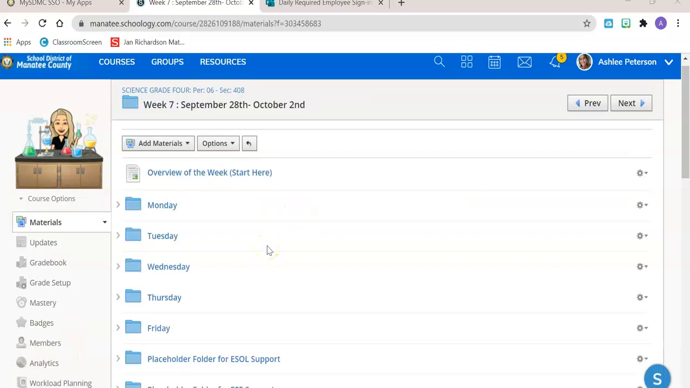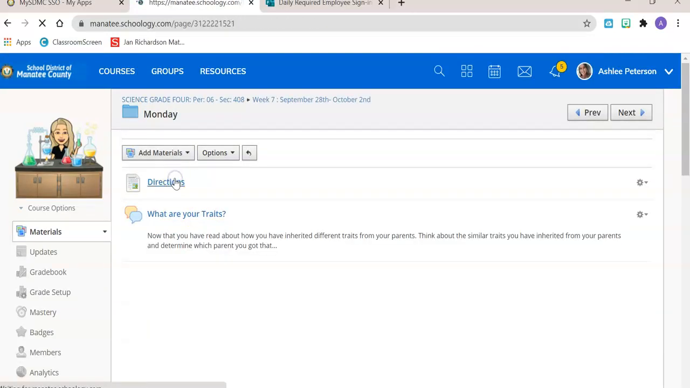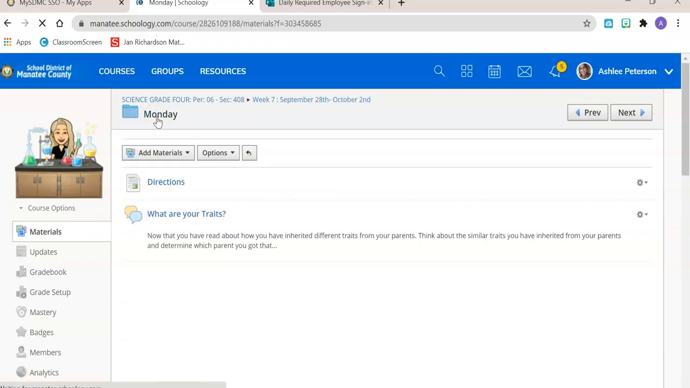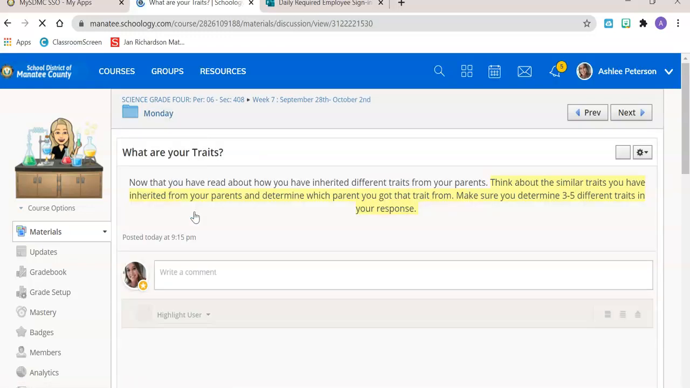Fourth graders, I'm going to be going over week 7 science plans. So Monday, you are going to be reading pages 479 to 483 in your science textbook. In these pages, you're going to be reading about how traits are inherited from your parents. So your discussion board is going to be to think about similar traits you have inherited from your parents and determine which parent you got that trait from. And make sure you determine 3 to 5 different traits in your response.